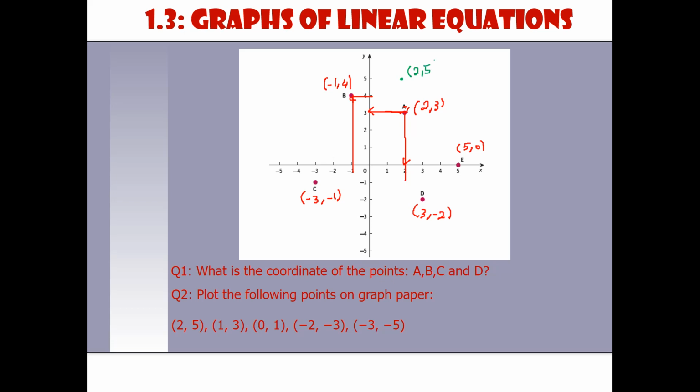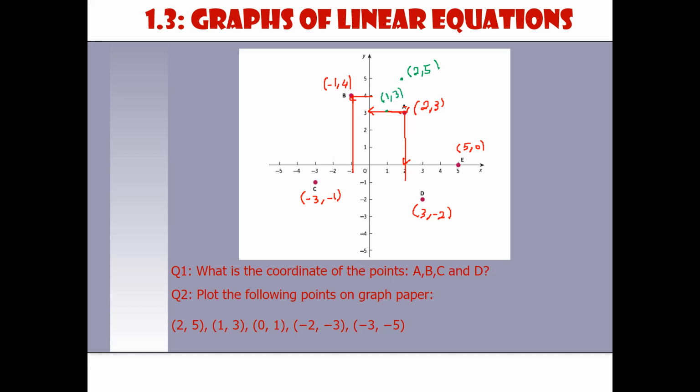Okay, so if you draw the vertical line, you will go to x equals 2, and the horizontal line you will go to y equals 5. The point 1 and 3, then you start from the origin, go along the x-axis until you reach 1, and then from 1 go up along the y-axis until you reach 3. So this is the point with the coordinates 1 and 3.